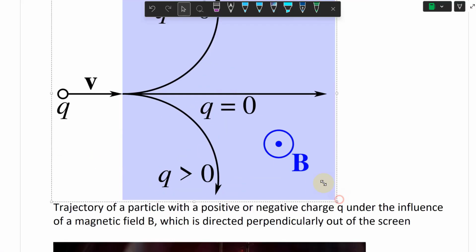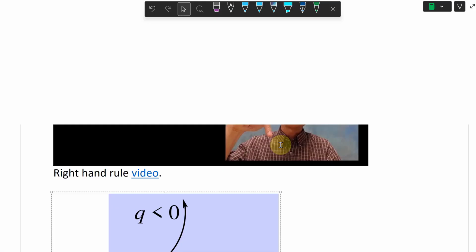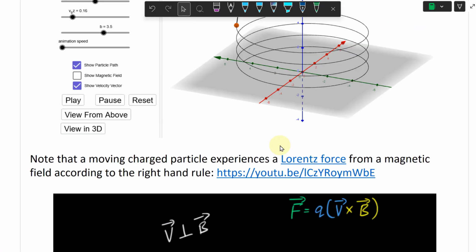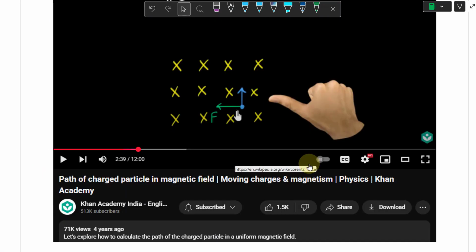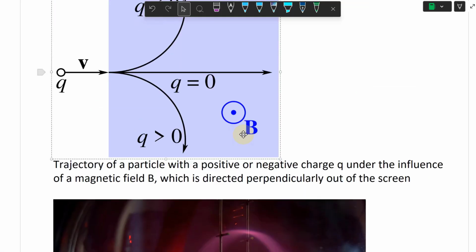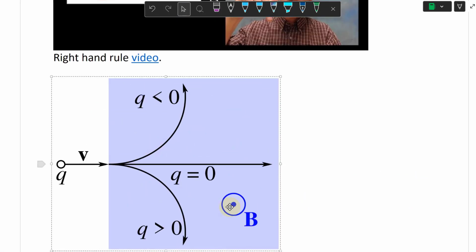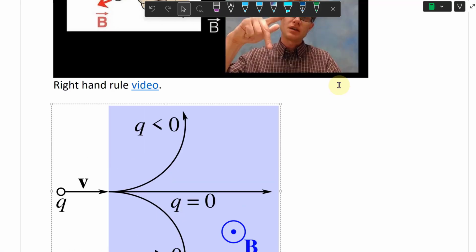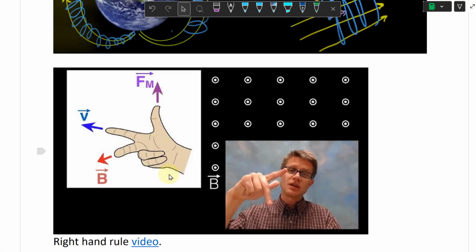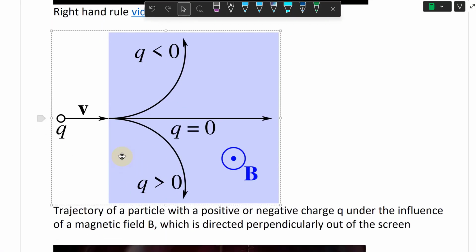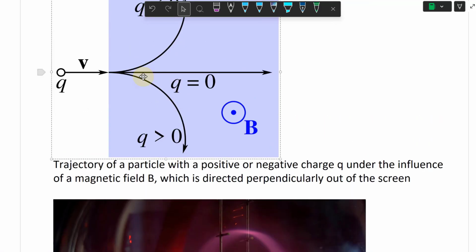And here's another illustration. This is from Wikipedia, and I think I put a link to it right here. This is the Lorentz force. These are the images. So if you have a magnetic field pointing out of the page and a velocity here, and a charge Q, if the charge is positive, it curls like this. If it's negative, it goes the opposite way, curling up like that. And if it's 0, if there's no charge, it goes straight.